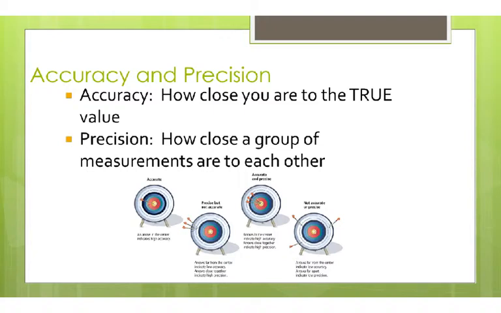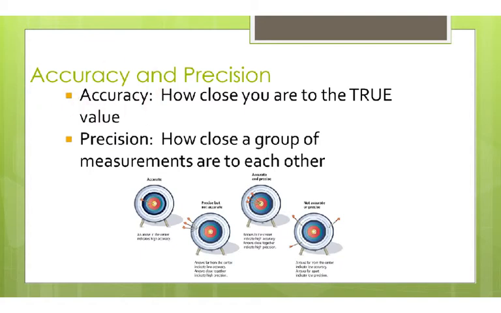Precision, on the other hand, is how close a group of measurements are to each other. For example, if you have all your arrows hit the same spot, you'd be very precise, although in this second example you're not accurate because you're not hitting the bullseye. In the third picture, you are both accurate and precise because you're hitting the bullseye as well as hitting it continuously. In the fourth picture, you are not accurate or precise because your measurements are all over the place.